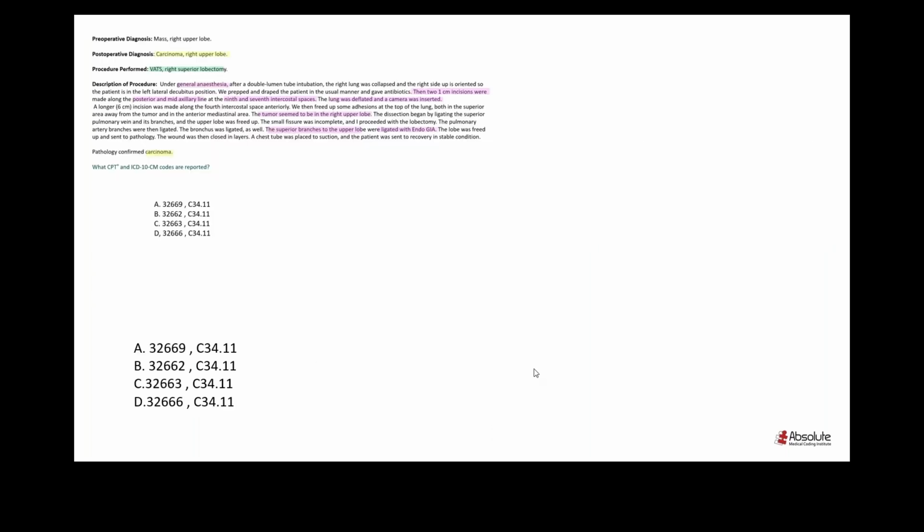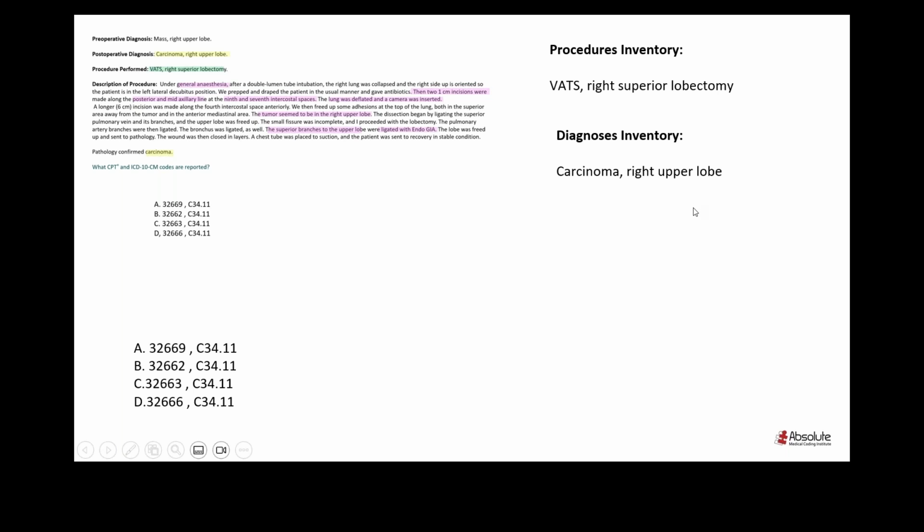So yes, great answers in the chat, coders. Keep them coming. So we have in the procedure inventory VATS right superior lobectomy. This is a video assisted thoracoscopic surgery. You also read somewhere in the procedure note that the camera was inserted. So this is a video assisted right thoracoscopic surgery.